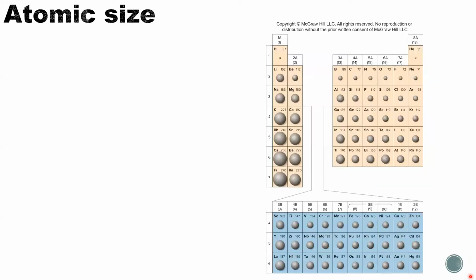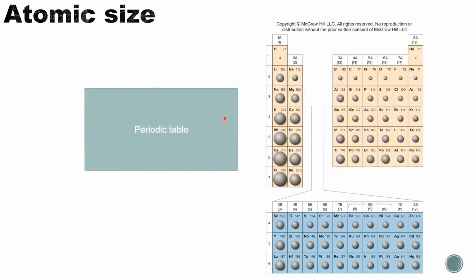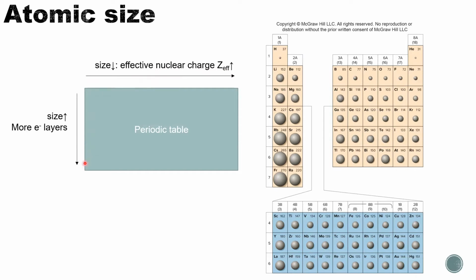So first, atomic size. We have so many atoms in the periodic table, and with their atom sizes, there is actually a trend. If I see a periodic table here, going from left to right across the same period, the size of an atom decreases. That is because the effective nuclear charge increases, as we mentioned in the previous video. And if we go down a column from top to bottom, the size of the atom increases, because there are more electron layers and more principal quantum numbers, right?